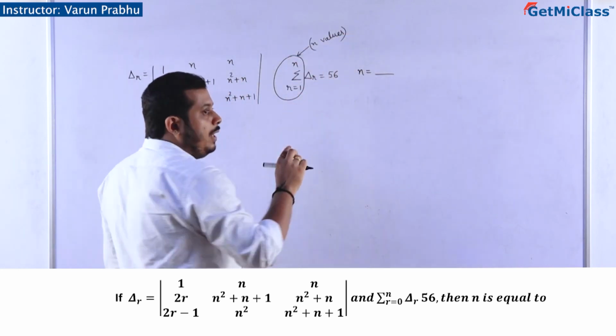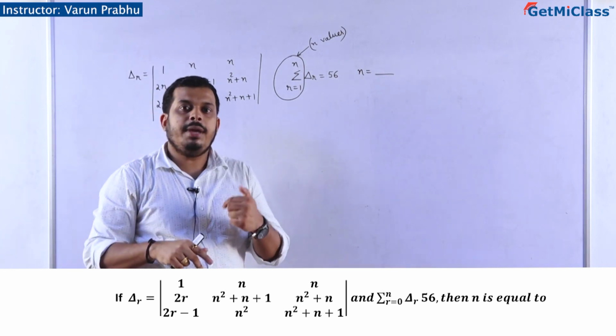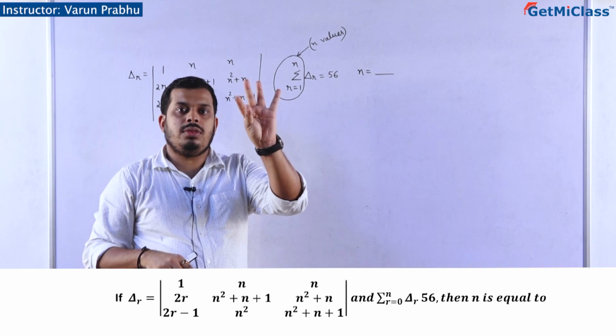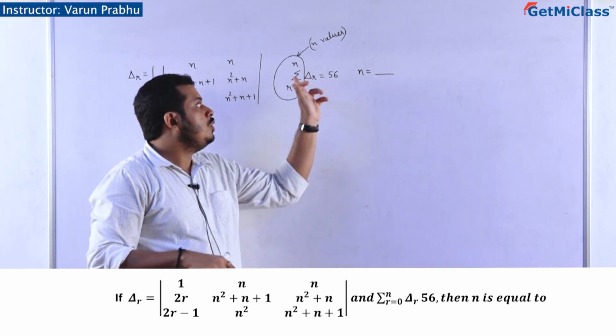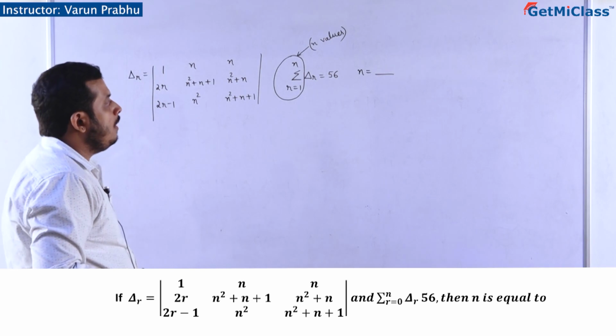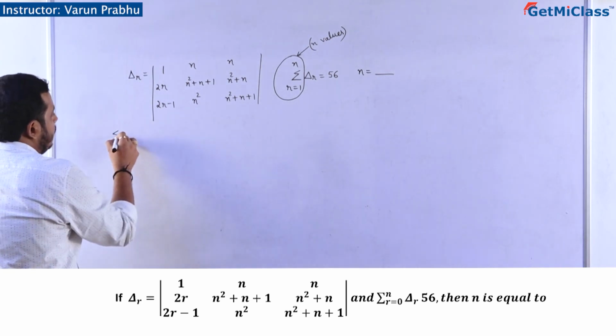If summation was applied from 0 to n, then there will be n plus 1 values. Starting from 1, if we count 5, 1, 2, 3, 4, 5, only 5 values. So starting from 1 to n, if you count summation, then there will be n values. Alright. Now we'll try to apply the summation.